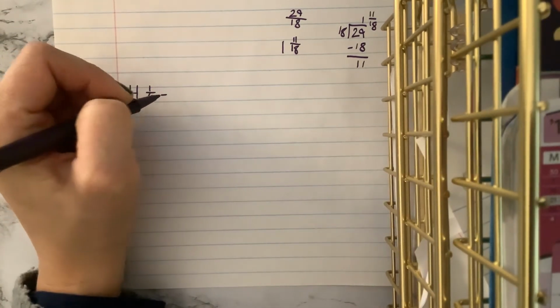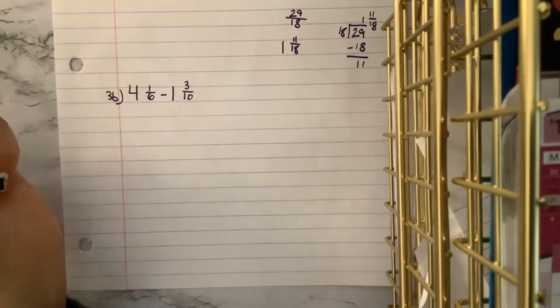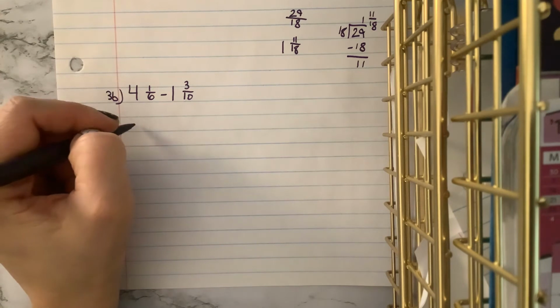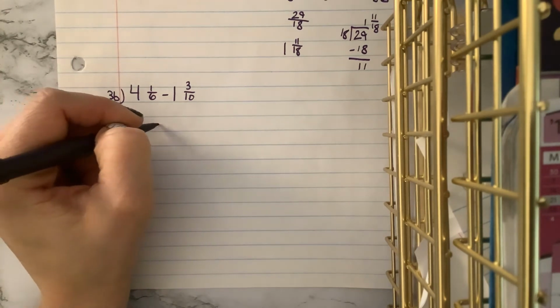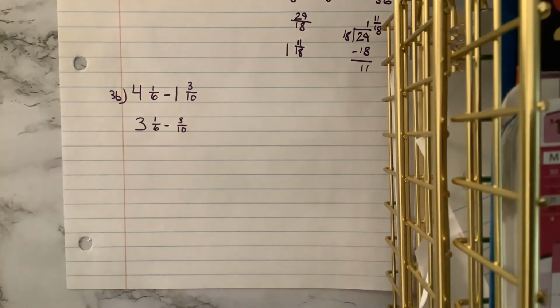4 1/6 minus 1 3/10. So we start by subtracting our whole numbers. 4 minus 1 is 3. And we rewrite our fractions.